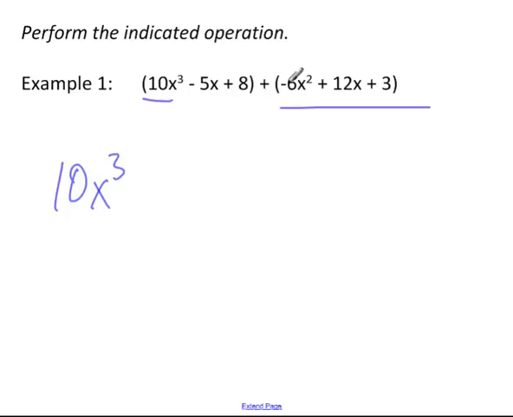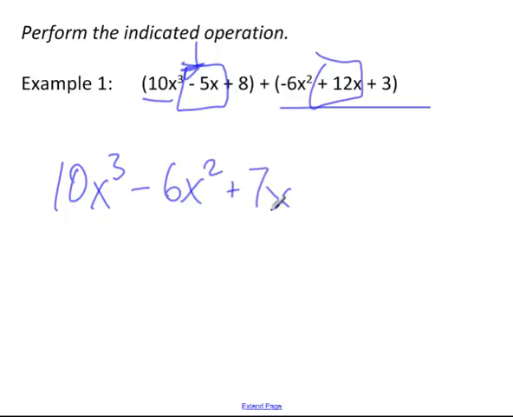Next one would be an x squared. And I guess we're gonna have to just leave that alone as well, minus 6x squared. But here, our 5x and our 12x do have friends. They do get to combine. 12 minus 5, make sure we don't leave that negative sign behind. 12 minus 5 is a plus 7x, and our 8 and our 3 we get to add together and get that plus 11 there at the end.